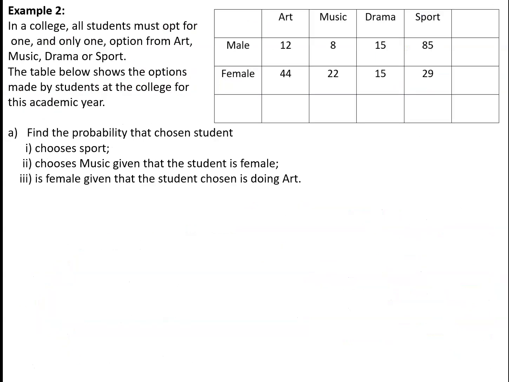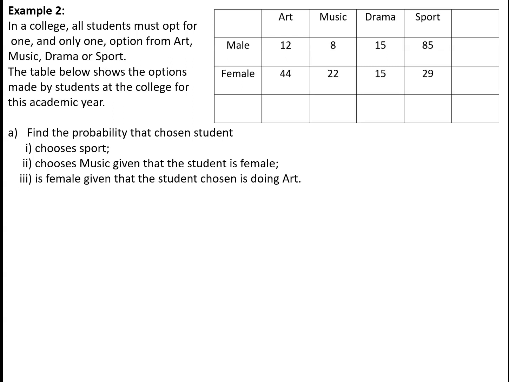Now, in example 2, we've got in a college, all students must opt for one and only one option from art, music, drama or sport. And the table to the side shows the options made by the students at the college for this academic year. So we can see, for instance, that 12 male students decided to do art and 22 female students decided to do music.